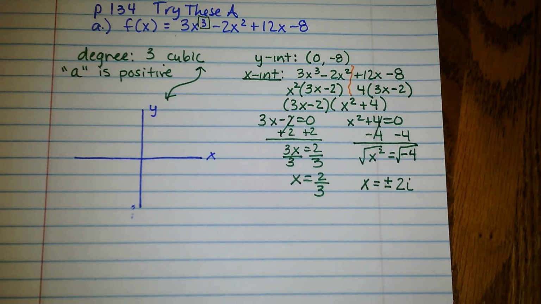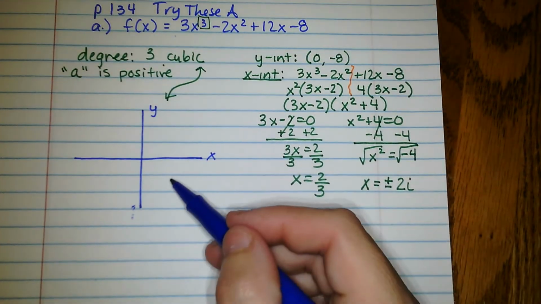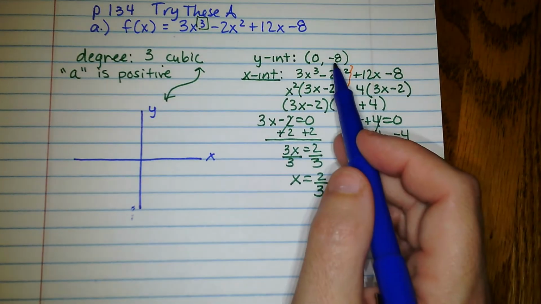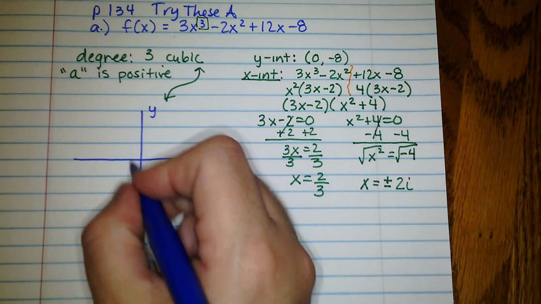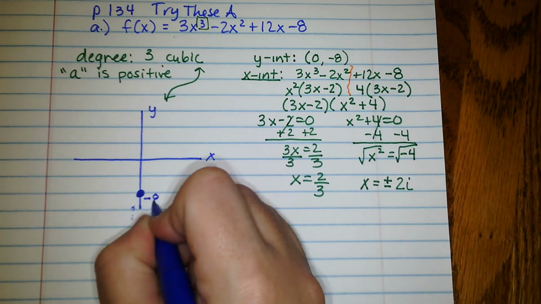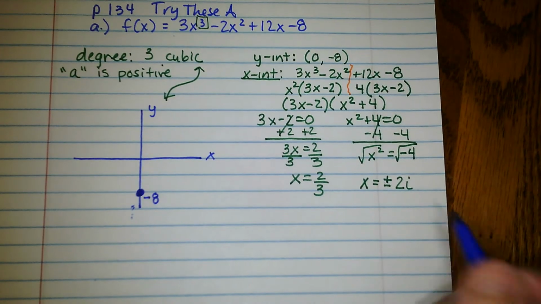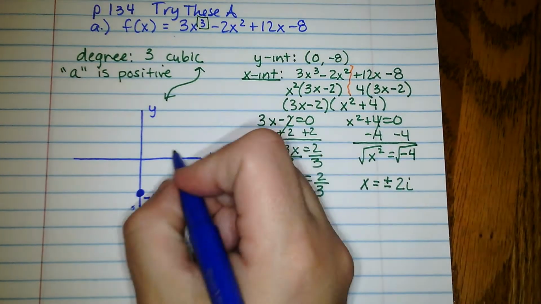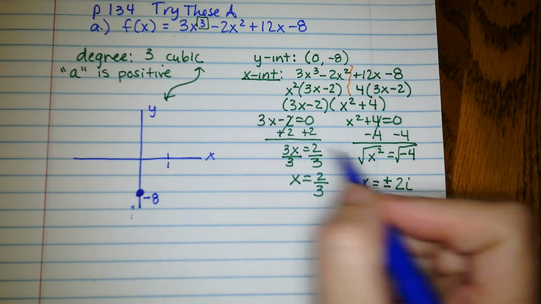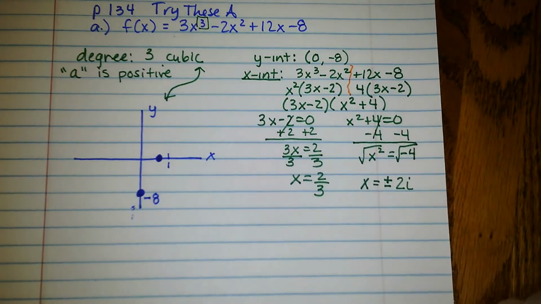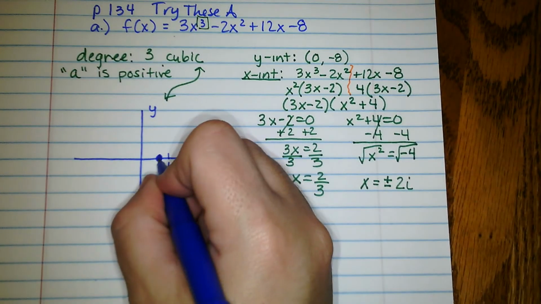So far, so good. Now, the only thing is we have to be able to sketch this. I know that my y-intercept is at 0, negative 8. So I'm going to go down on my y on the negative end, and I'm going to put a dot at negative 8. I'm going to label it like that. 2/3 is one of my roots. So if I put a 1 here, 2/3 is between 0 and 1, so I'm just going to put that there. That's a good indicator.